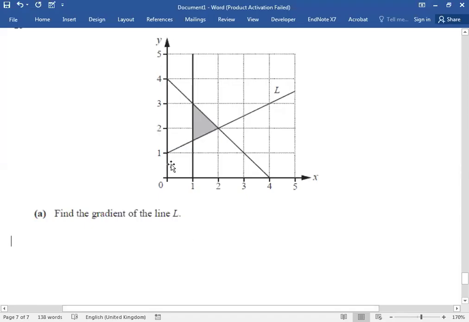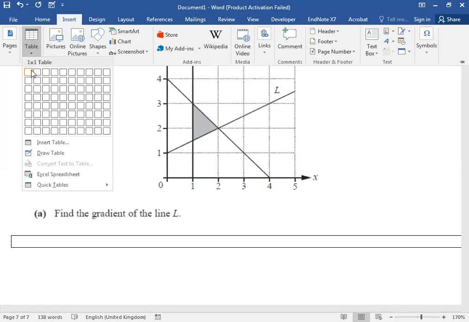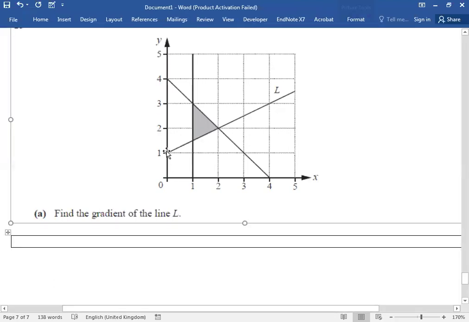Continuing with this paper, line L is provided and the question is asking us to find the gradient of line L. Obviously, the easiest way is to just read from the graph. Take 2 points, for example, this and this. So you go from one point to the other, and what is the change in y? 1. And what is the change in x? 2. So that is just 1 upon 2.